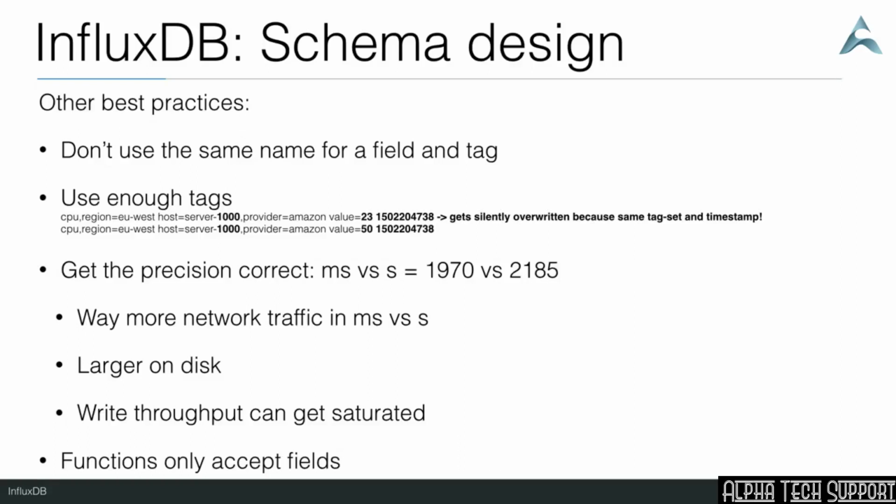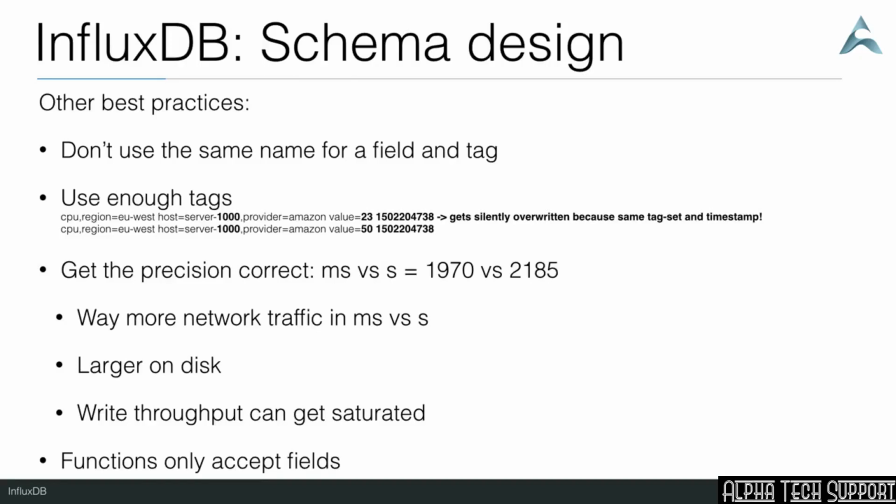Get the precision correct. Milliseconds can mean that your data was in 1970, or in seconds, it can mean it is in 2185, and that's in the future, so that's impossible. When using milliseconds, there is way more traffic. It's larger on disk, and write throughput can get saturated.